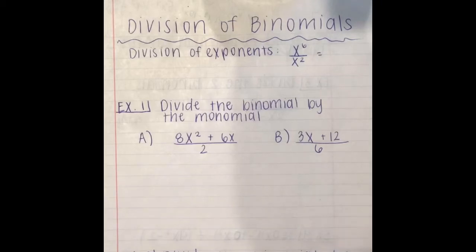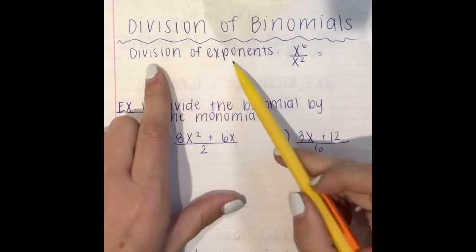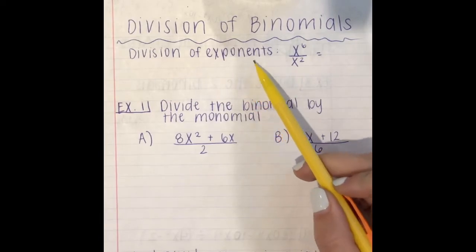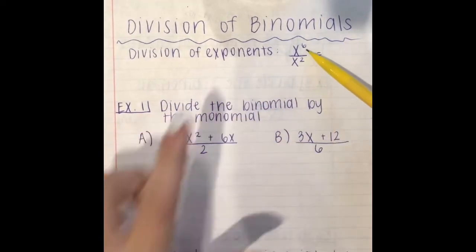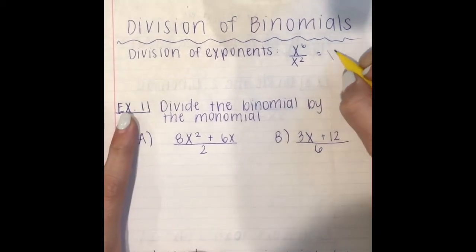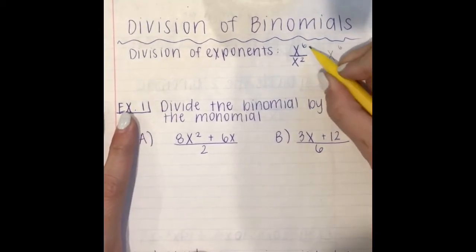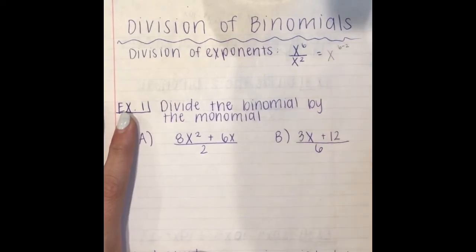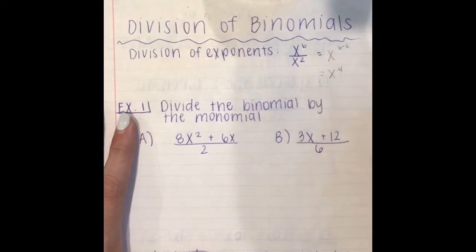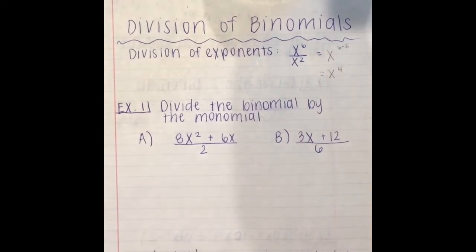All right, so we have division of binomials. Just a refresher, because you haven't seen this since 9th grade probably: when you're dividing exponents, like x to the 6th power divided by x squared, what you do is you subtract the top exponent minus the bottom exponent. So x to the 6 minus 2 gives us x to the 4th power. Just a refresher.